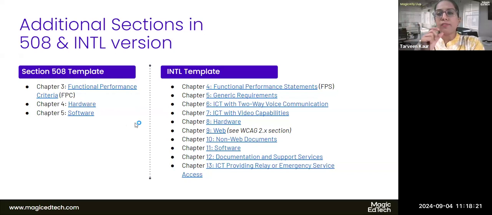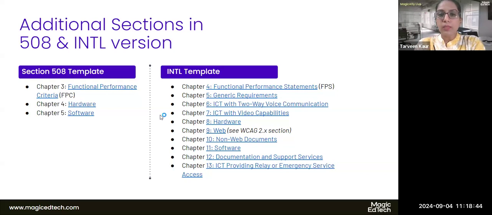Then if your product falls under hardware, you have specific guidelines which you need to update if you have a hardware that you are selling in the international market. And for software, again, you have the complete table that needs to be filled for the compliance level. International level has additional 13 chapters.